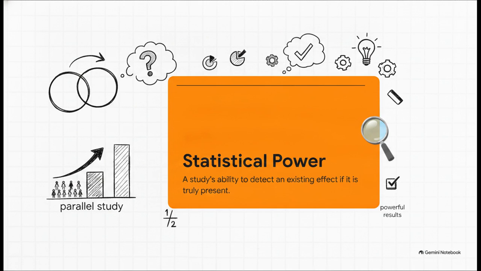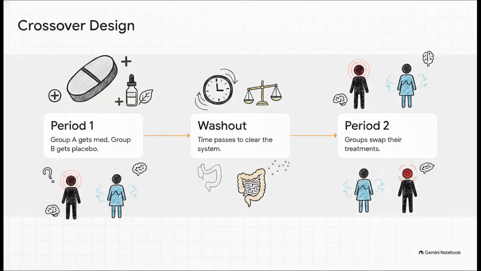Sounds like a massive win, right? Let's walk through exactly how this works in a standard 2x2 randomized crossover clinical trial. Imagine we're testing a brand new pain medication. In step 1, Group A gets the active pain med, while Group B gets a placebo. Then, in step 2, a little time passes. Finally, in step 3, the groups swap. Group A gets the placebo, and Group B gets the active med. Everyone gets everything.